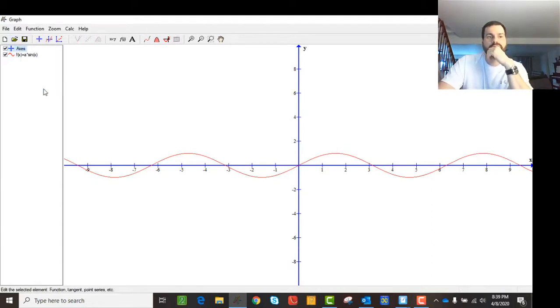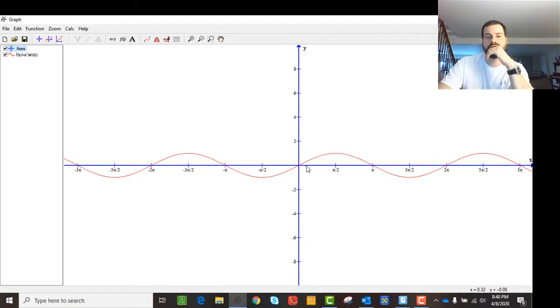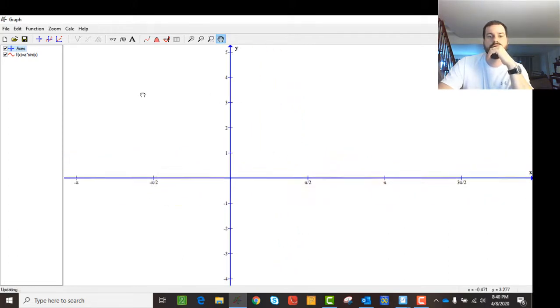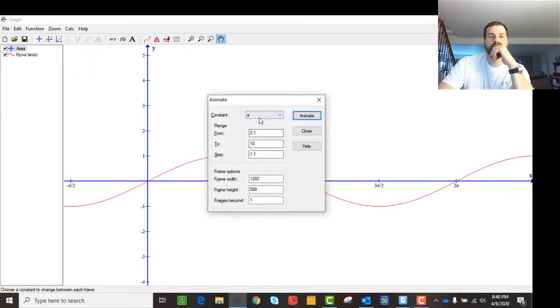And just for showing it as a multiple of pi, I'm going to go up by pi over 2, and I'm going to ask this to show it as a multiple of pi. So you can see at 0, it's at 0, at pi over 2, it's at 1, and so on. Then we're just going to zoom in a little bit, so we're only looking at one cycle of the graph. Now I'm going to ask this thing to animate a. I'm going to ask it to change the value of a from -5 to 5 in steps of 1. So you're just going to watch as this moves.